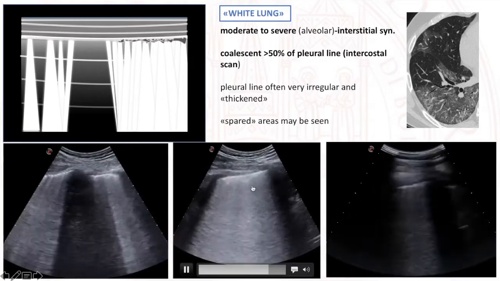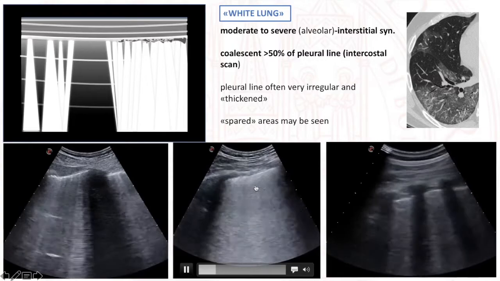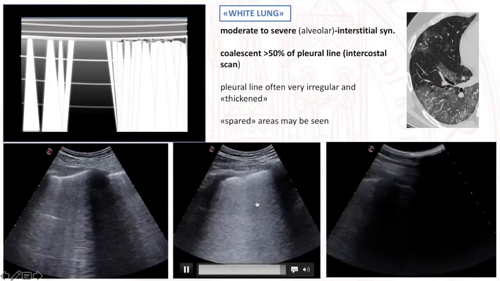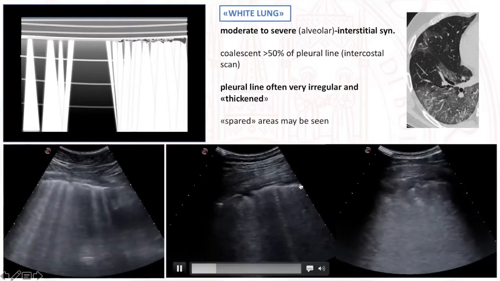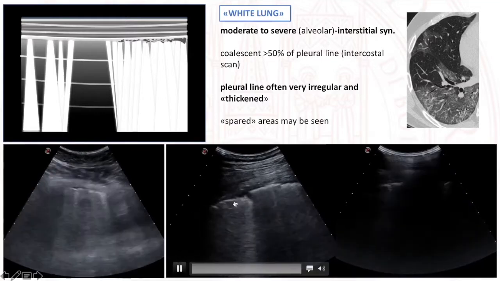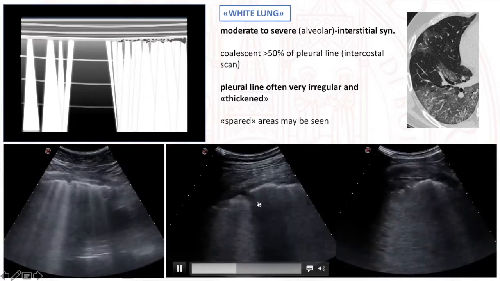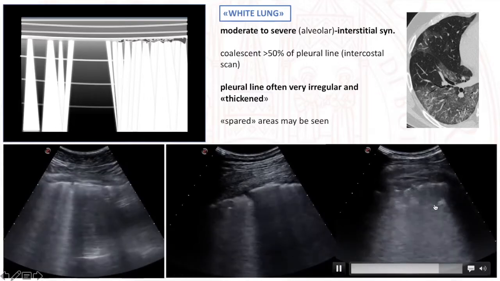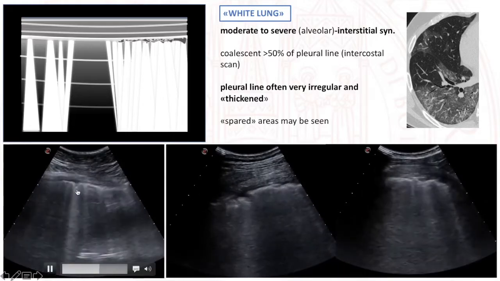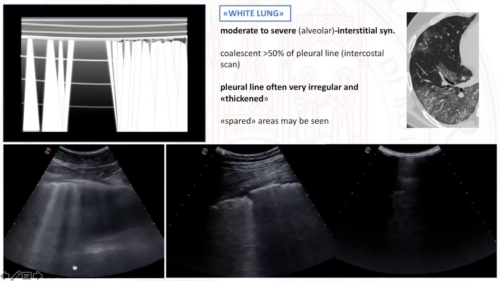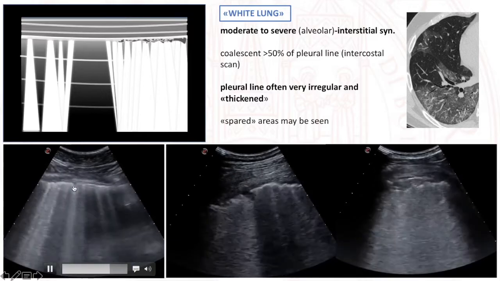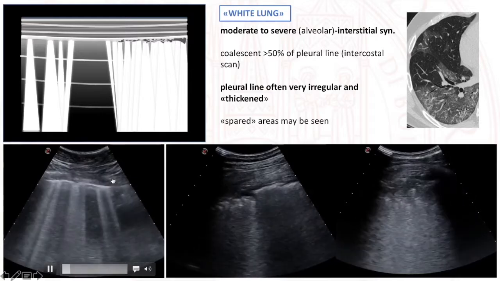The pleural line can become much more irregular and thickened, as is depicted here, and even more in these other examples where the pleural line becomes very irregular, thickened, and fragmented, like here. And as you can see, these B lines are very dense, and they clearly start from a subpleural consolidation.